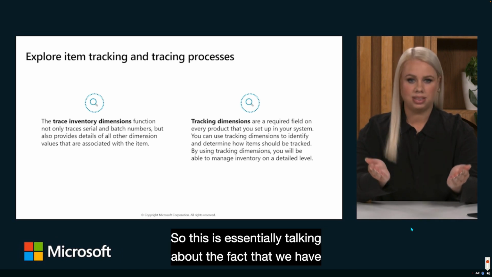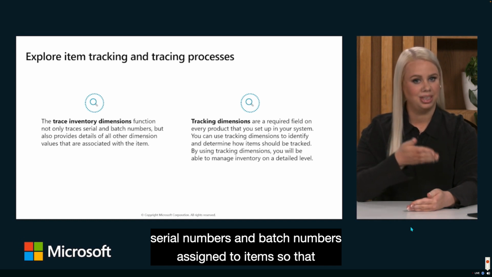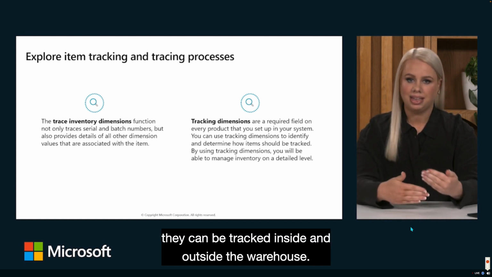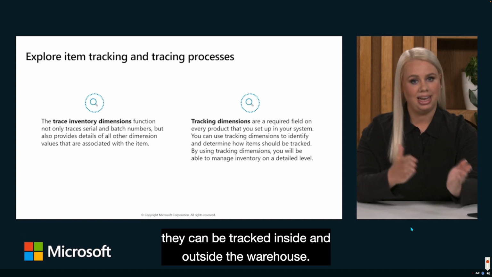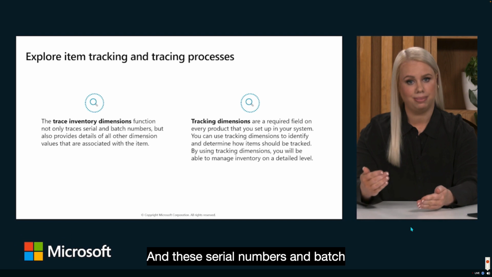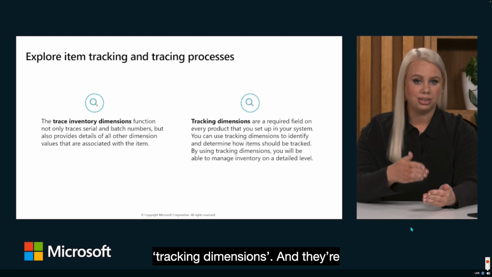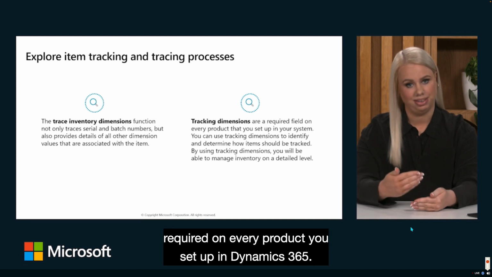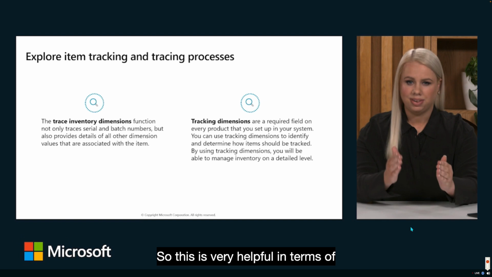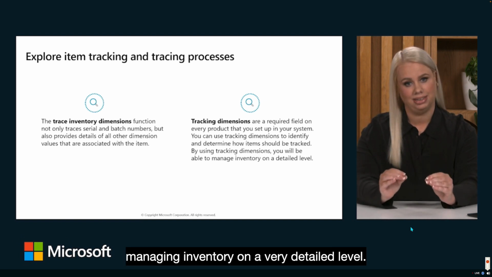So this is essentially talking about the fact that we have serial numbers and batch numbers assigned to items so that they can be tracked inside and outside the warehouse. And these serial numbers and batch numbers are also known by the term tracking dimensions, and they're required on every product you set up in Dynamics 365. So this is very helpful in terms of managing your inventory on a very detailed level.